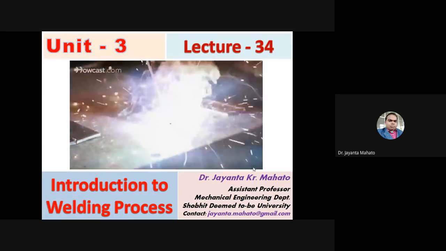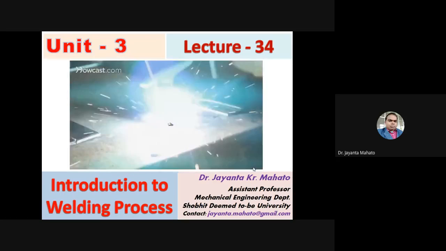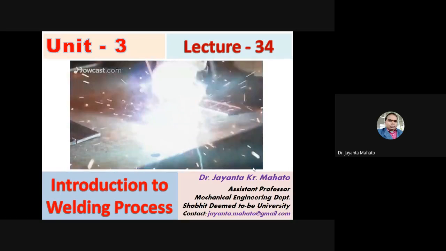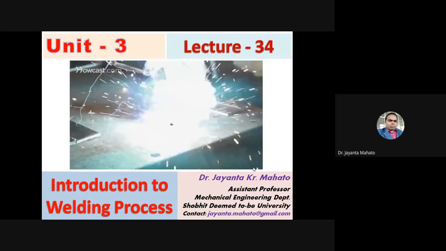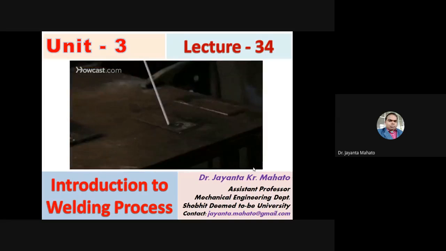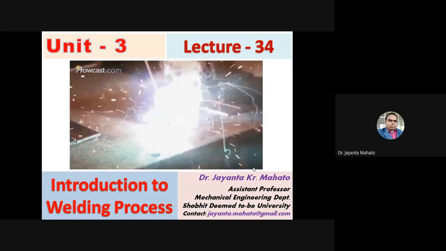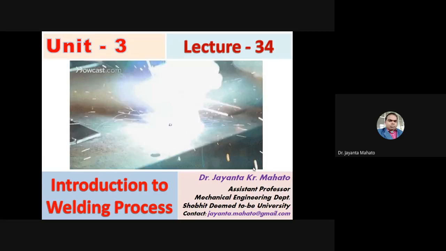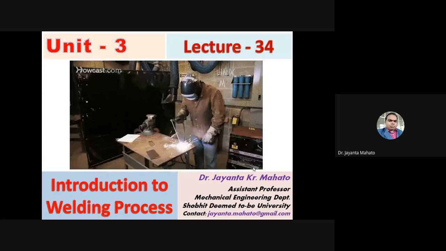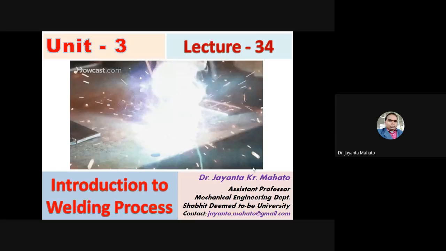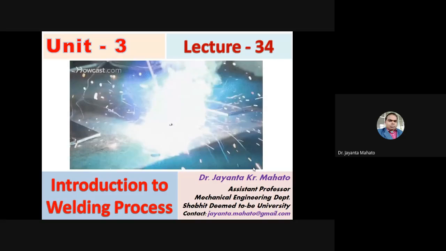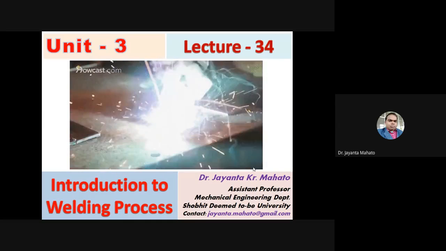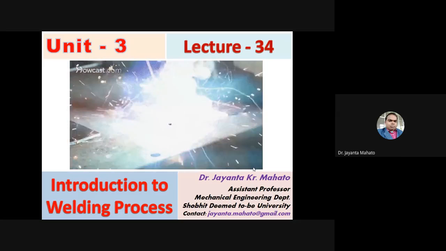Today we'll start the introduction part of our welding process. Welding is also a manufacturing process. From the terminology, welding is actually a joining process, joining two similar or dissimilar materials. By this process, we can join steel to steel, and steel to aluminum also.